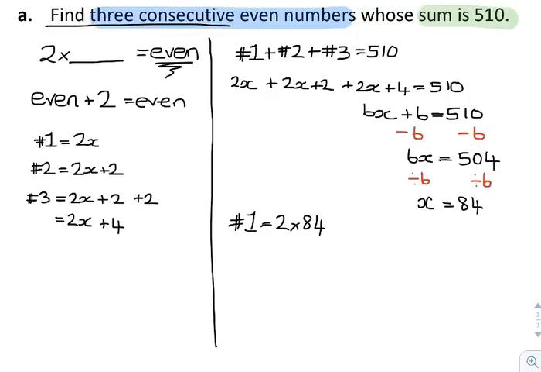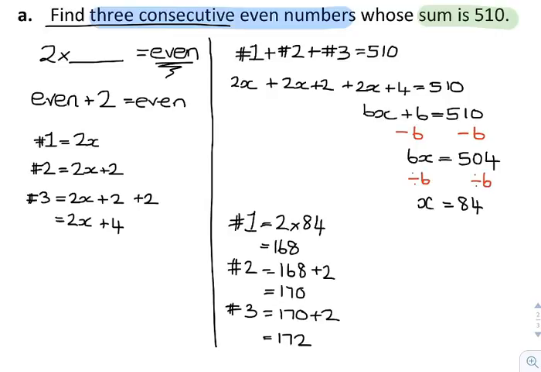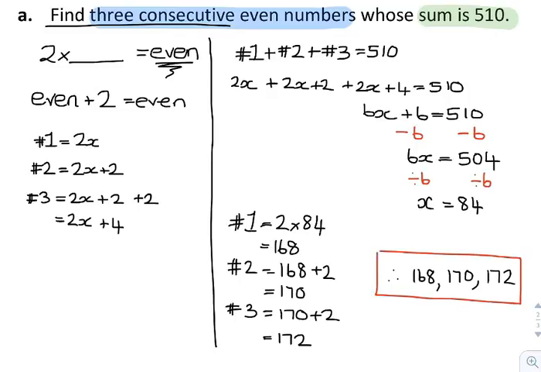So my first number is 2 times 84, or 168. My second number is 168 plus 2, 170. Third number being 170 plus 2, 172. I'm going to take those 3 values, or 3 consecutive even numbers, put a box around them, and I'm done.